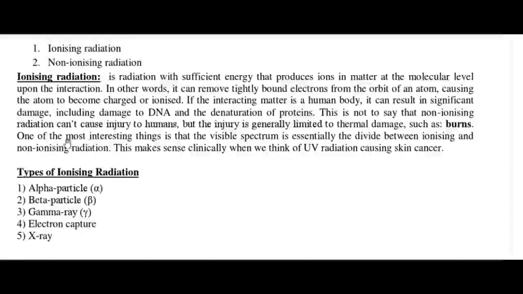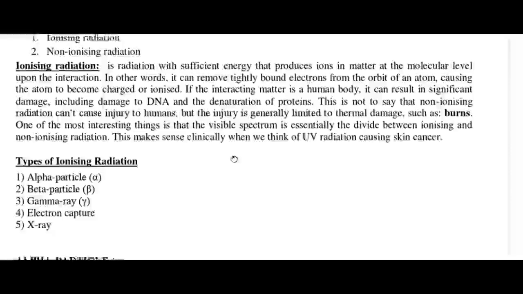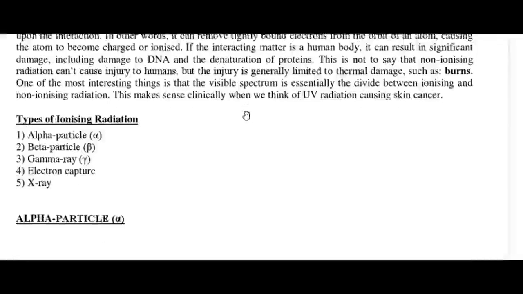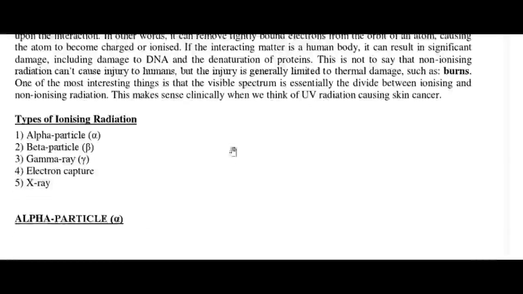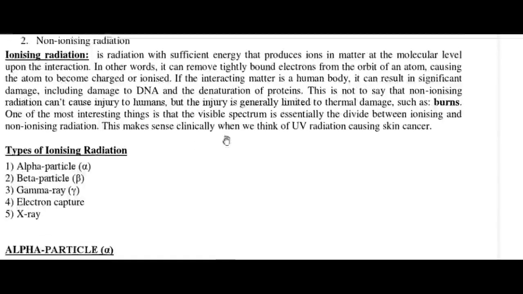This is not to say that non-ionizing radiation can't cause injury to humans, but the injury is generally limited to thermal damage, such as burns. One of the most interesting things is that the visible spectrum is essentially the divide between ionizing and non-ionizing radiation. This makes sense clinically when we think of ultraviolet radiation causing skin cancer. So still under types of ionizing radiation, let's look at these 5. You know that under types of natural radiation, we say we have ionizing and non-ionizing.